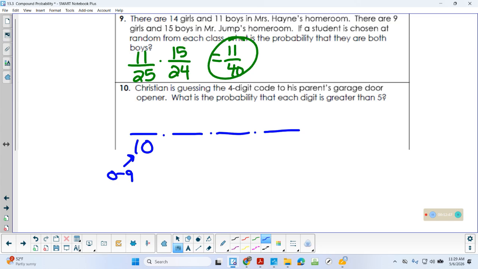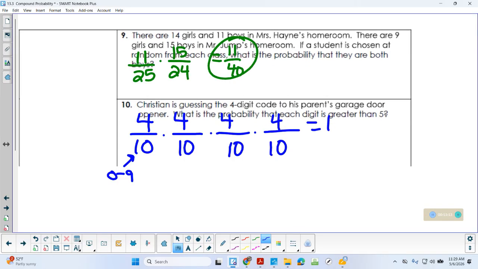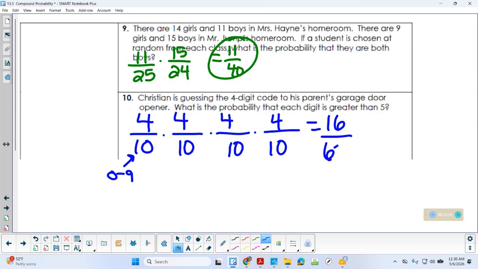What is the probability each digit's greater than 5? So what are your favorable outcomes? 6, 7, 8, 9. So how many? 4. And each fraction is going to be the same. Okay, so multiply it, reduce it, all the stuff, you end up with 16 over 625. Got it. Any questions on that?